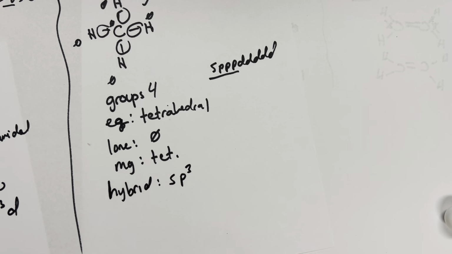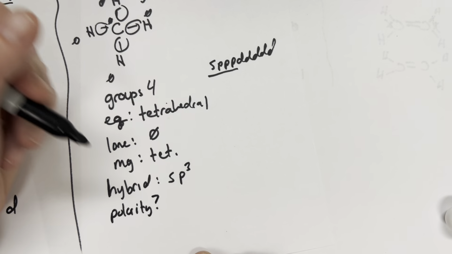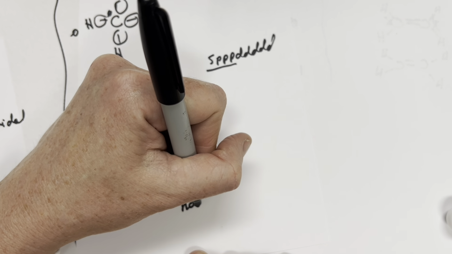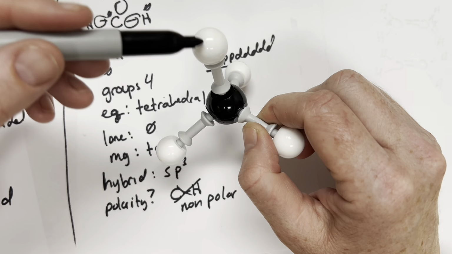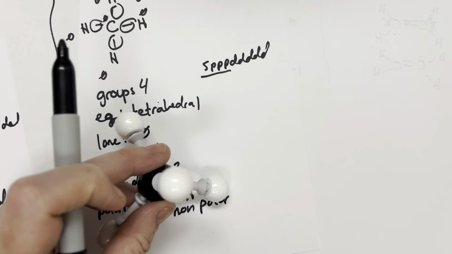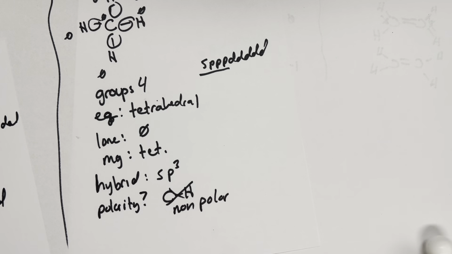And then when asked if it's polar, remember that a carbon-hydrogen bond is a non-polar bond. So all of these have the same exact electronegativity, so there will be no uneven pull of them. So it's going to be non-polar. All right, moving on to the bromine. BrF3 looks like.